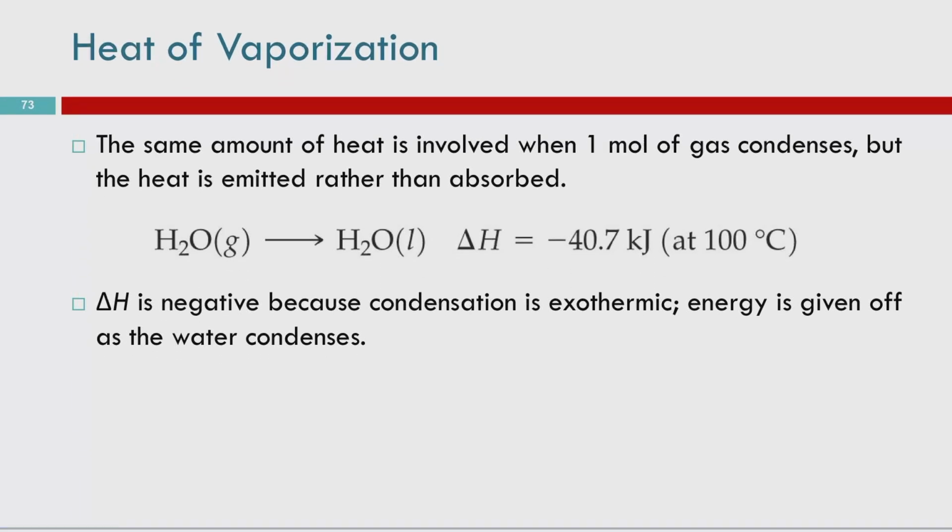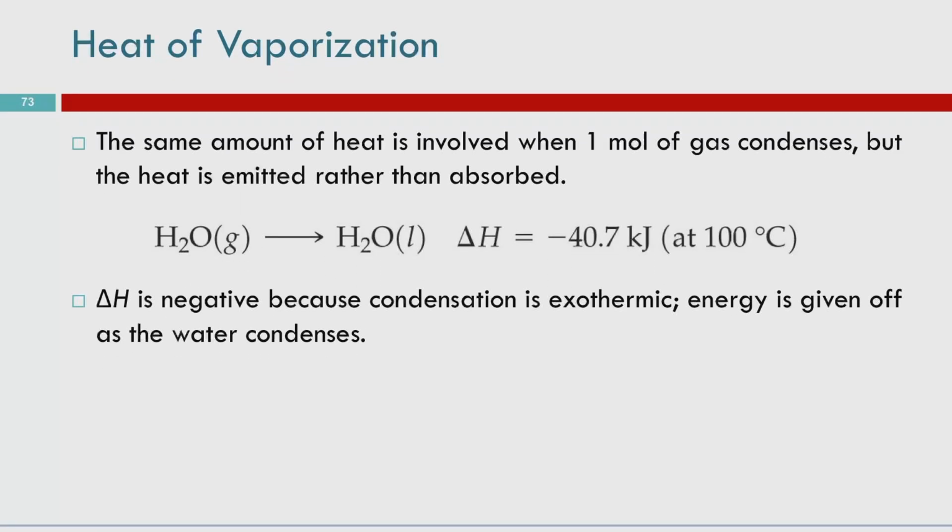The same but opposite amount is involved when the gas condenses. So the gas loses 40.7 kilojoules per mole to condense. So that energy is given off instead of absorbed.